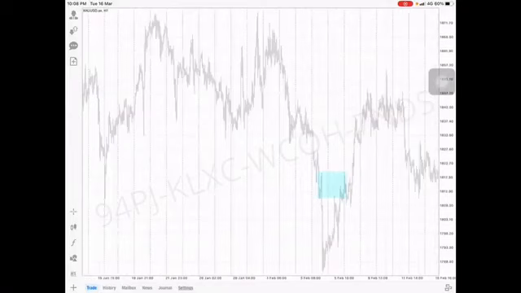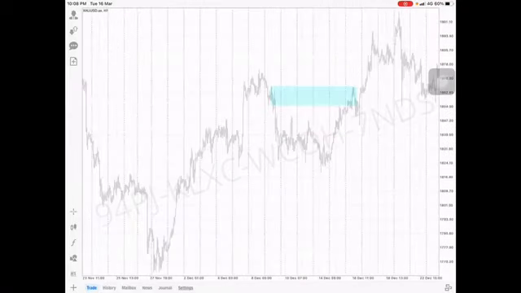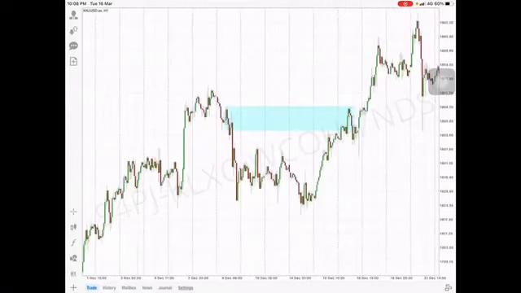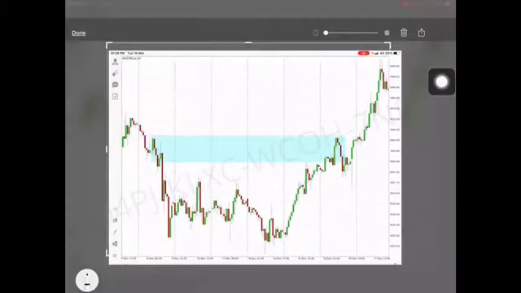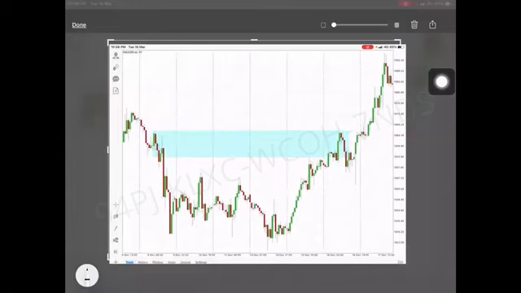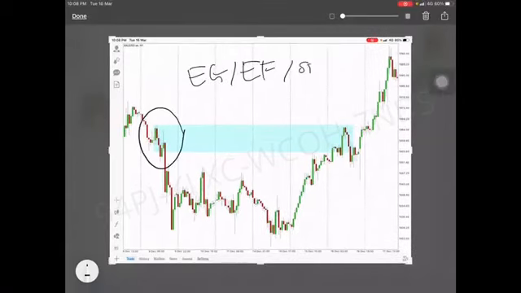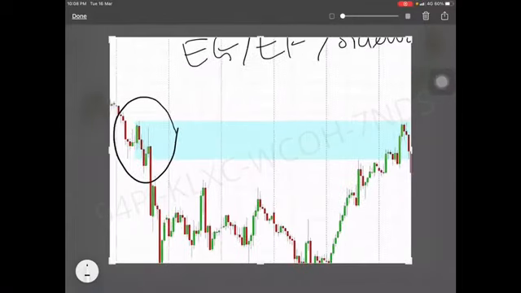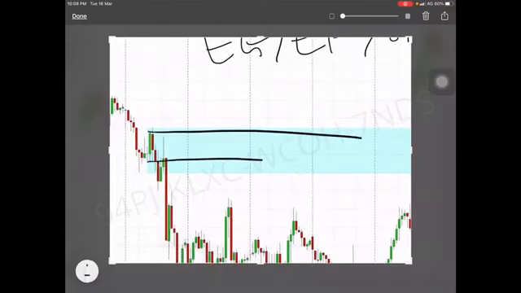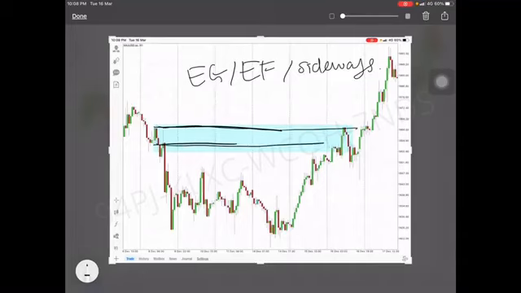So now, at this area, do you see any EG or EF or sideways? Yes. Okay, so you can see that on that area, there is an engulfing sell, which is why price rejected that area for sell. So when the price comes here, what are we looking for? Are we looking for sell or are we looking for buy? Sell. So we're going to go for sell. So you enter sell here.